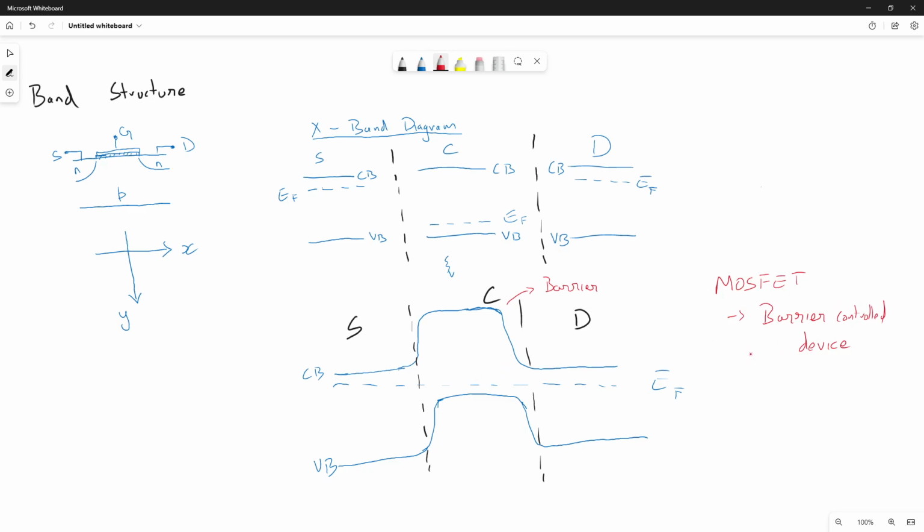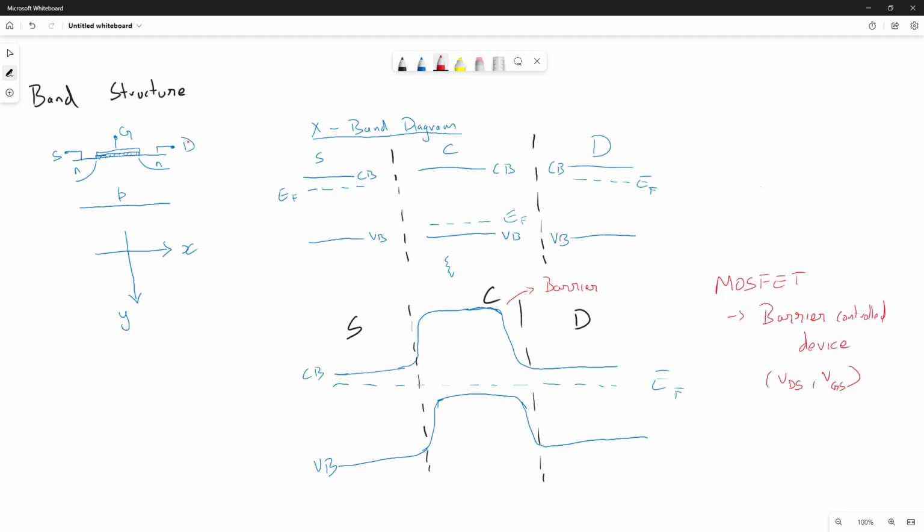Now, how is the barrier controlled? It is controlled using both VDS and VGS. Why? Okay, tell me this. If I increase VDS, what will happen to this band diagram? How will it look? I'm not changing the gate voltage. I'm just increasing VDS. In other words, I'm keeping the source and the gate grounded. I'm just increasing VD. What will happen?